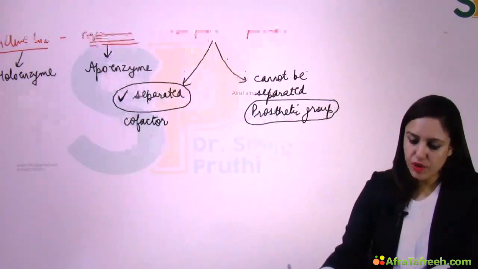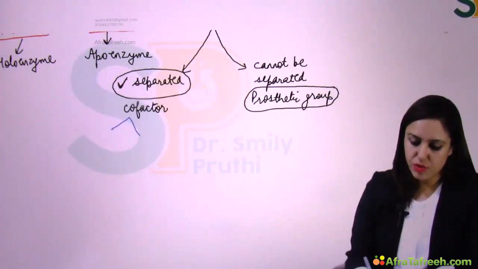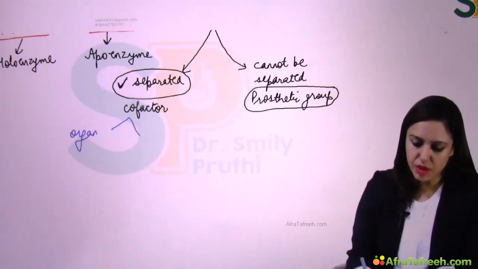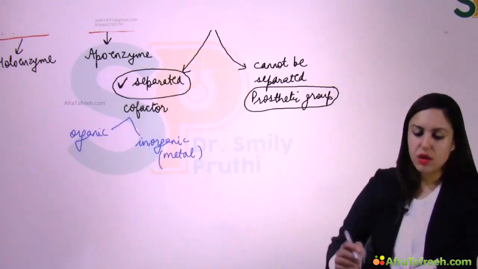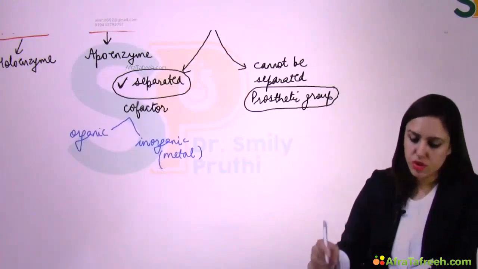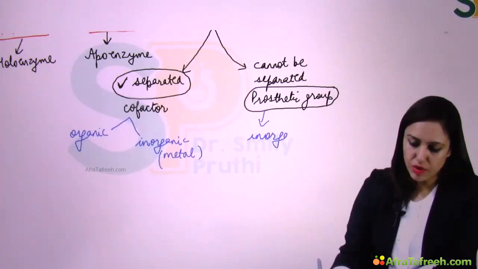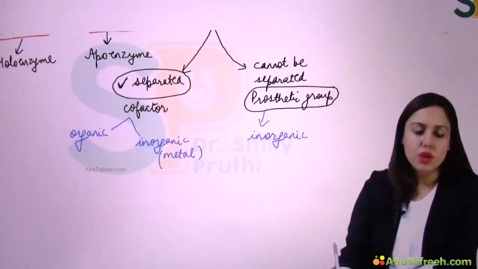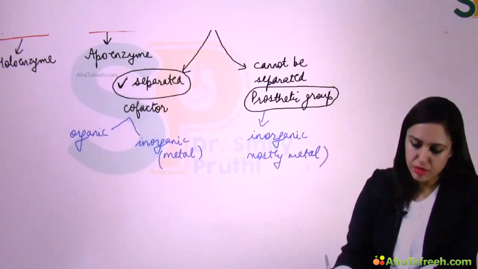Now, cofactor is further of two types. It can be organic. It can be inorganic. Inorganic means a metal, right? So cofactor can be organic also, inorganic also. But prosthetic group is only inorganic. Mostly it is a metal, right?